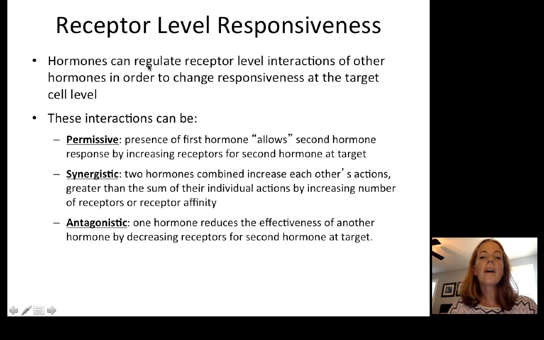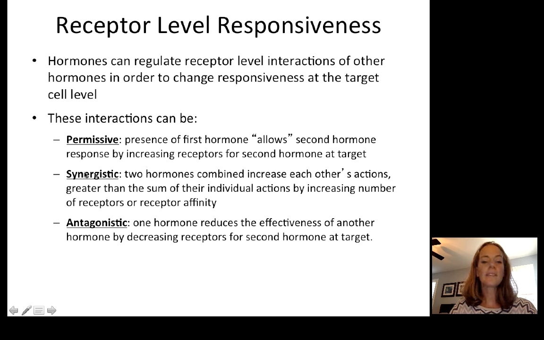We also have changes in receptor level responsiveness. So when hormones regulate other hormones, they can change the responsiveness of receptors. This is kind of like the releasing inhibiting idea, but there are two ways to affect the release. One way can be permissive. This is saying that the presence of one hormone allows the second hormone to respond. So this is like the manager saying, okay, you can do your job. And by doing that, it's going to increase receptors at the target cell.